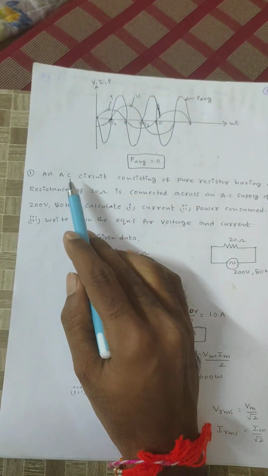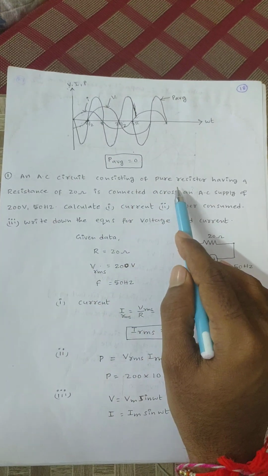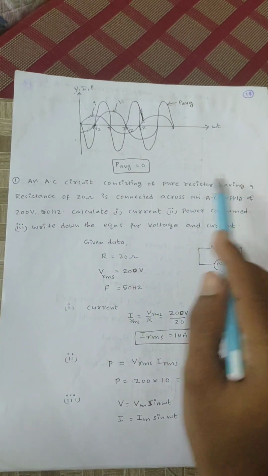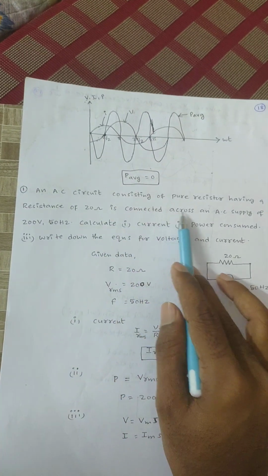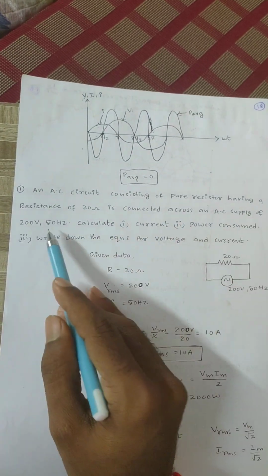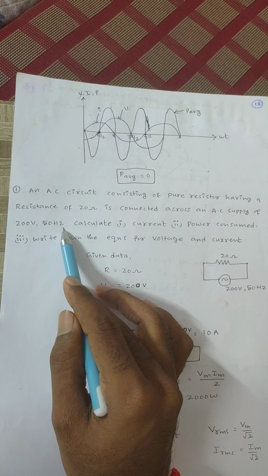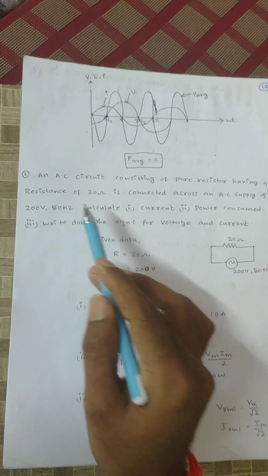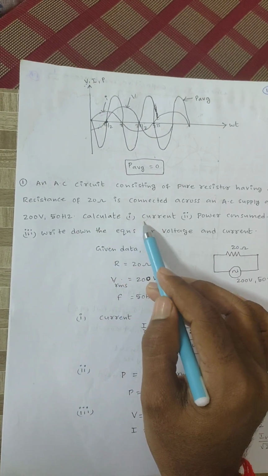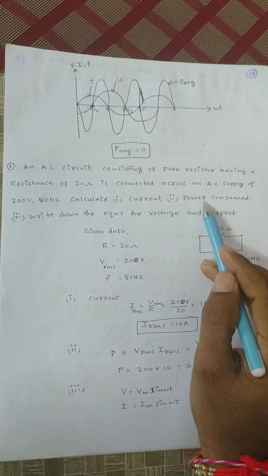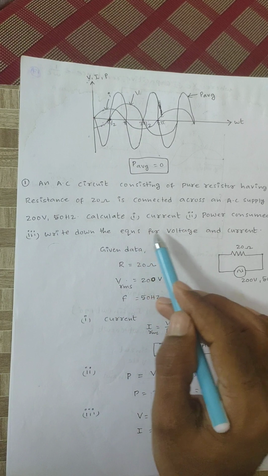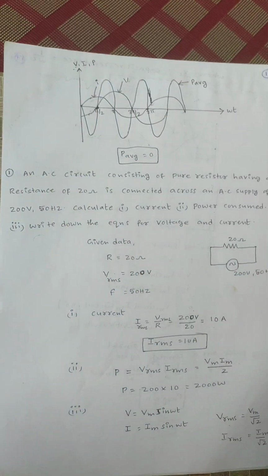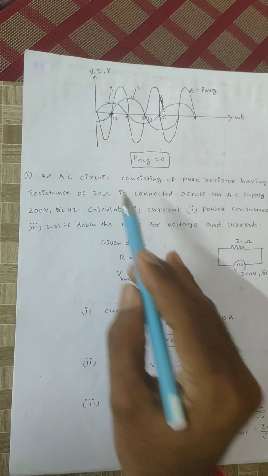See here: an AC circuit consisting of a pure resistor having a resistance of 20 ohm is connected across an AC supply of 200 volts, 50 Hz. Calculate: the first bit, current; second bit, power consumed; third bit, write down the equations for voltage and current. First write the given data.